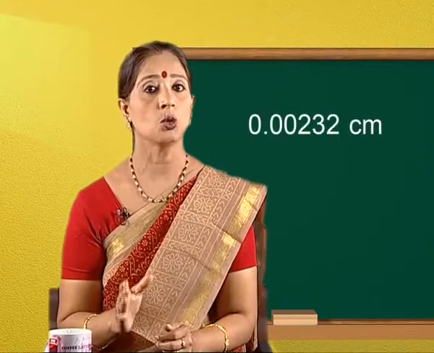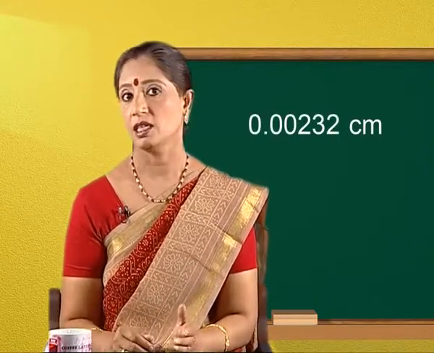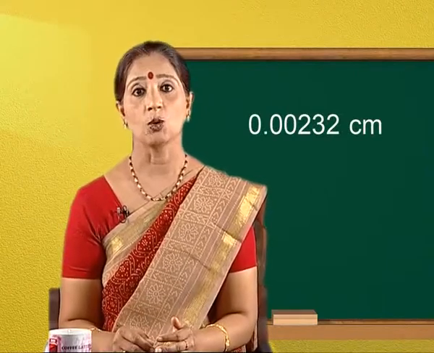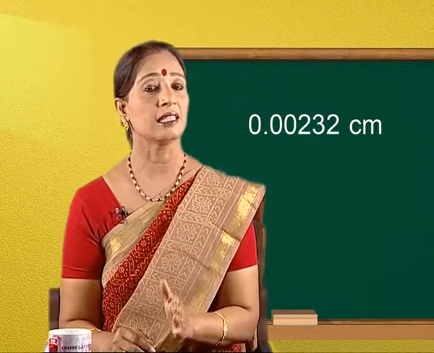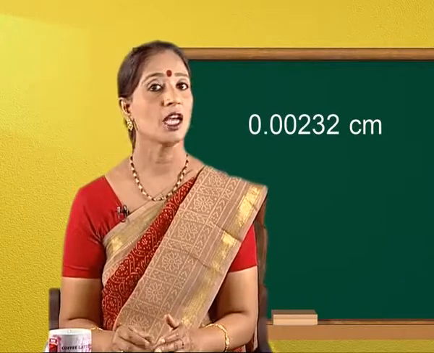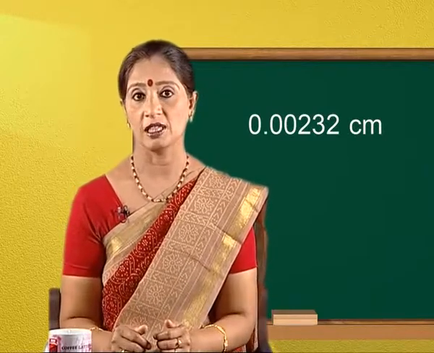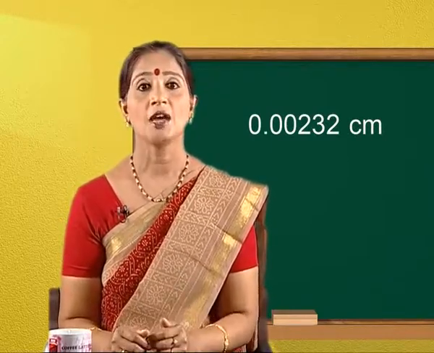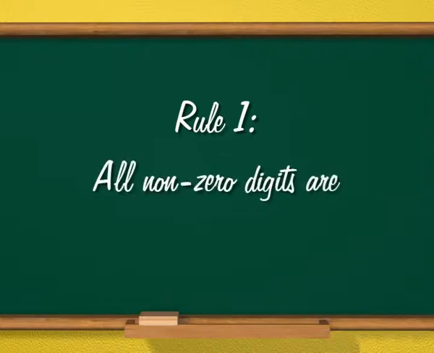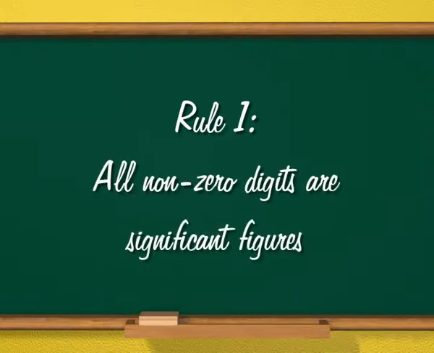Similarly, 0.00232 centimeter contains only 3 significant figures. The zeros which merely locate a decimal point are not significant figures. To identify significant figures in the reported value, we have to follow certain rules. The first rule is all non-zero digits are significant figures.